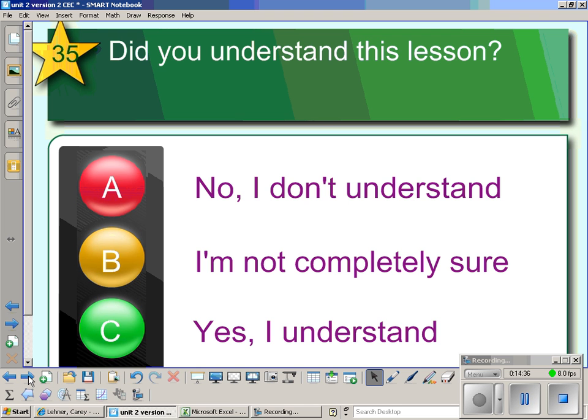So how well did you understand this lesson? And should you go back and maybe review the angle properties before we move on?